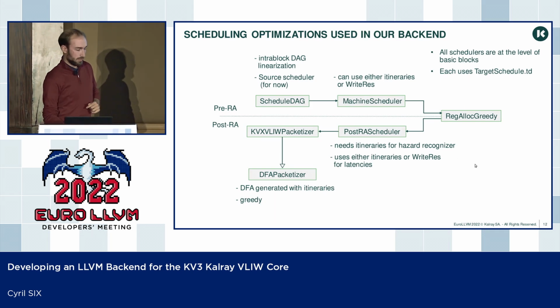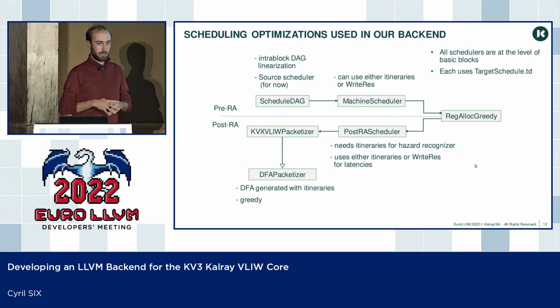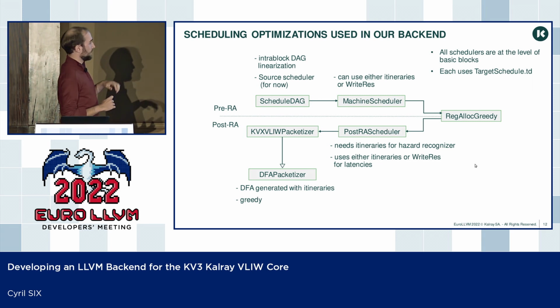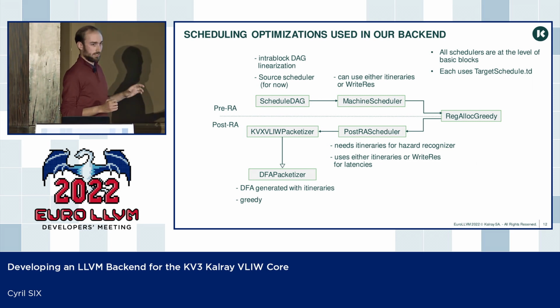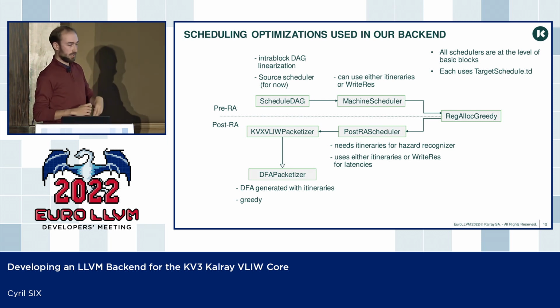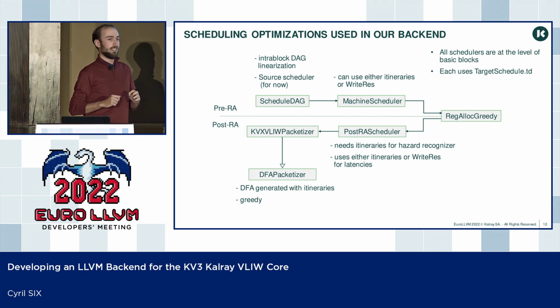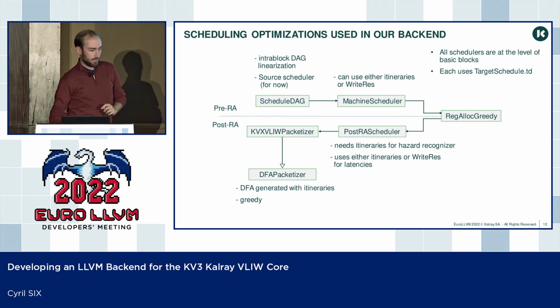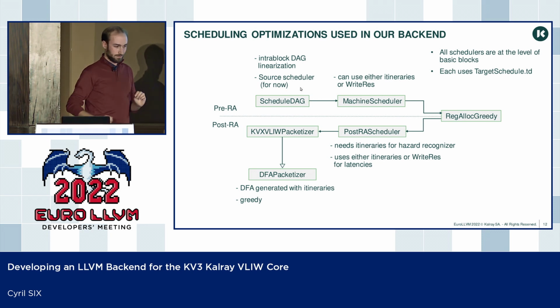So now about the scheduling optimization that I use in our backend. In LLVM, there are different scheduling passes. The first pass is the schedule DAG. This one is unavoidable. It's the pass that linearizes the selection DAG. You can have different heuristics, but for now we use the source scheduler.